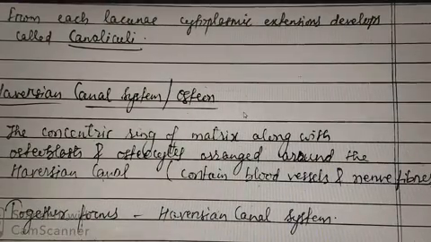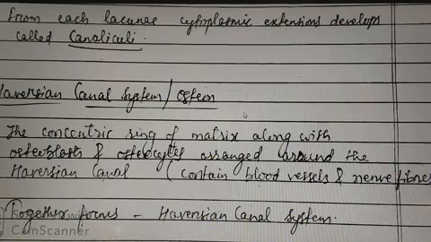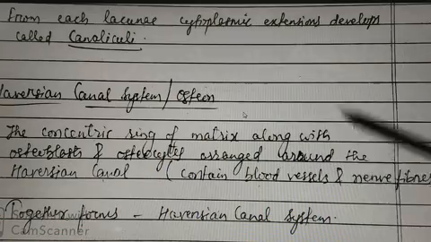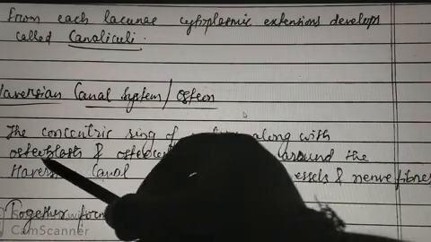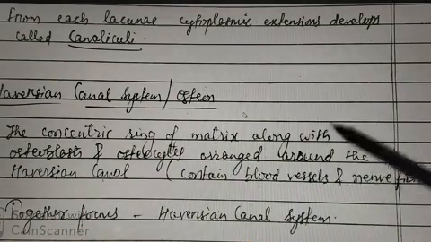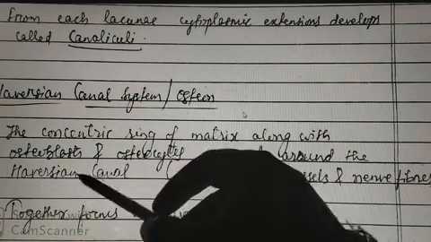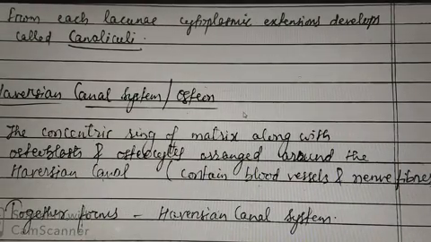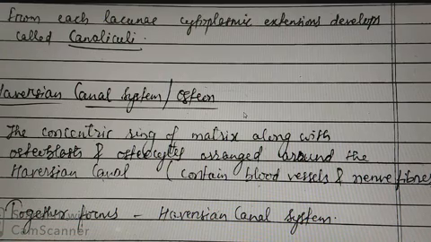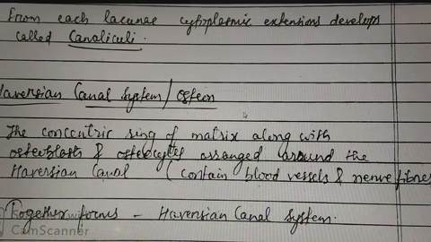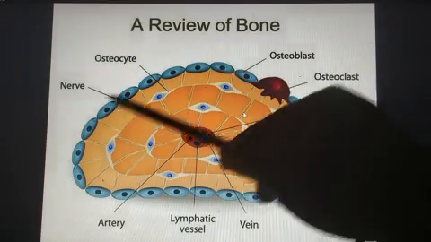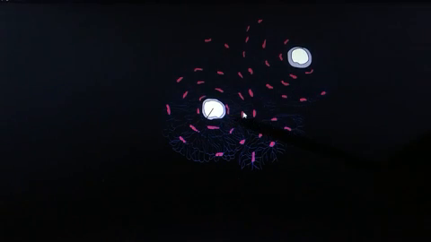Clear? So what is the Haversian canal system? In the Haversian canal system, the matrix is present in concentric rings, and these concentric rings contain osteoblasts also, which are also present in ring-like form. At the center, a cavity is present which is called the Haversian canal, which contains blood vessels as well as nerves, and together they form a system called the Haversian canal system. Clear? So this is a single Haversian canal system, and this is another Haversian canal system, and this is another.